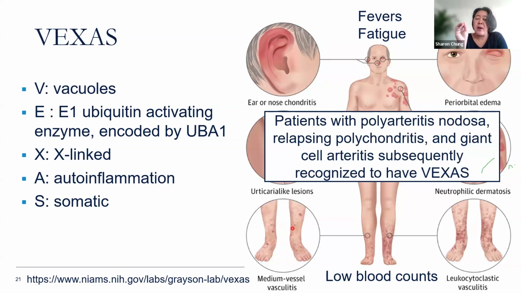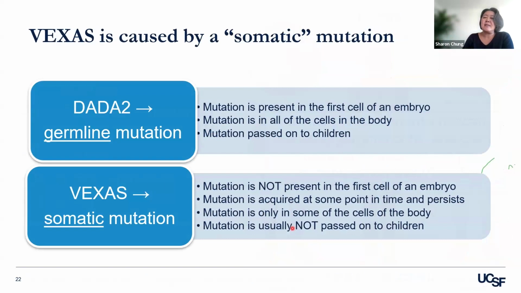So this is another area where small pockets of patients that have been diagnosed with a particular vasculitic process have subsequently been recognized to have VEXAS. Now, I say VEXAS is caused by a somatic mutation. What does that really mean?